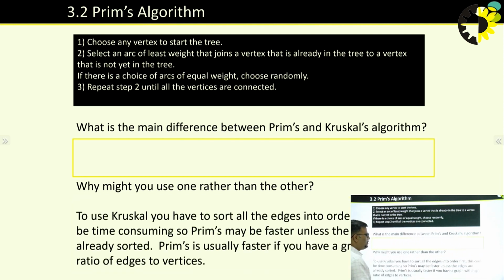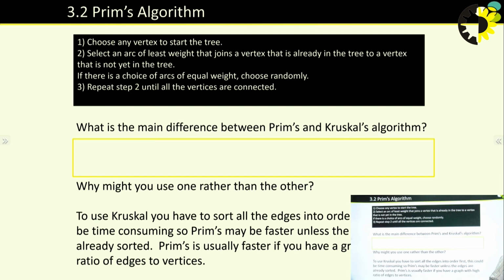Why might you use one rather than the other? To use Kruskal's, you have to sort all the edges into order first. This could be time consuming. First we will arrange them in increasing order, then we will consider them. But if you choose Prim's algorithm, then ascending or descending order sorting doesn't matter.